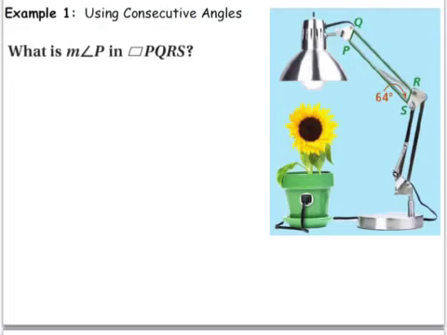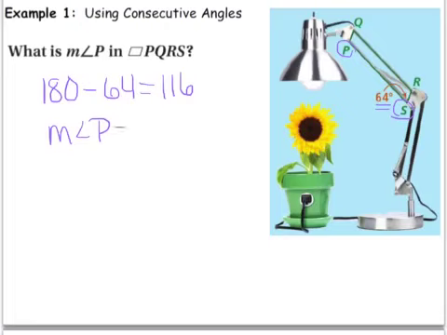Based on our previous theorem, let's look at this example and find the measure of angle P. In this example, we see that angle S has a measure of 64. Angle P is the angle that we are looking for. Angle P and S are consecutive, therefore we know they are supplementary and will sum to 180 degrees. So a little bit of subtraction is all we need. 180 minus 64 is going to leave us with 116. So therefore the measure of angle P is equal to 116 degrees.